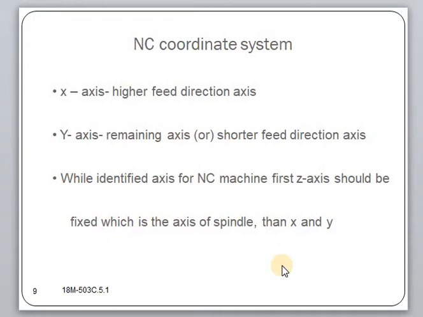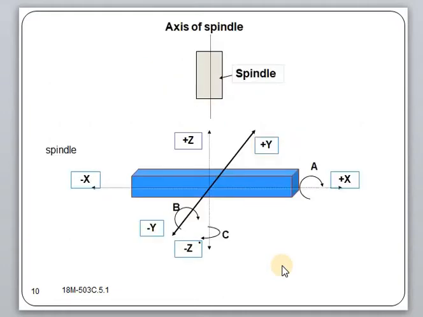Y-axis: once the Z and X axes are established, the Y-axis must be in such a direction as to complete a right-handed Cartesian coordinate system. So this is the X direction, this is the Y direction, and the Z direction, and the three rotational axes A, B, and C.